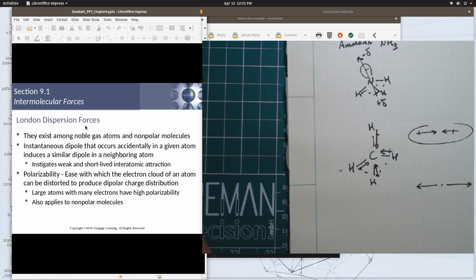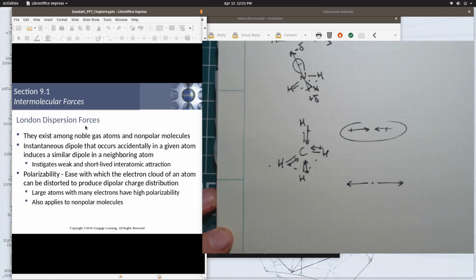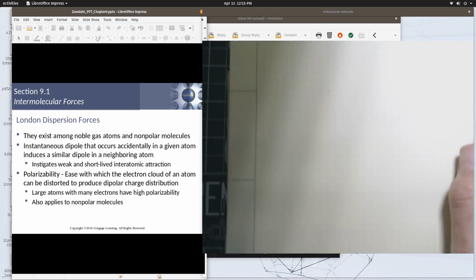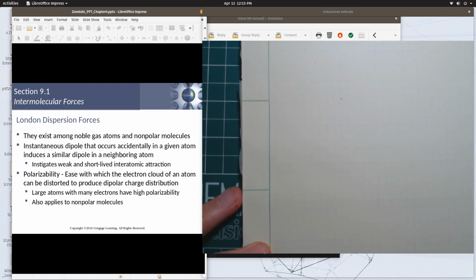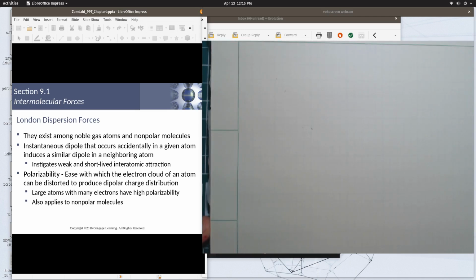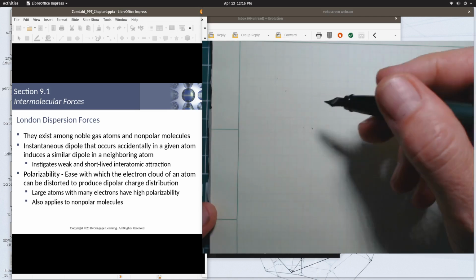London dispersion forces are defined. They're not named after the city of London. It isn't something that causes the riots where the police show up and break them up. London dispersion forces are named after London, the person, and it is an interesting phenomenon. It's a polarization phenomenon.